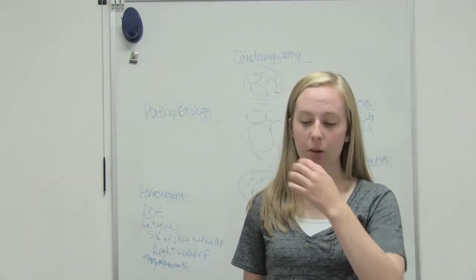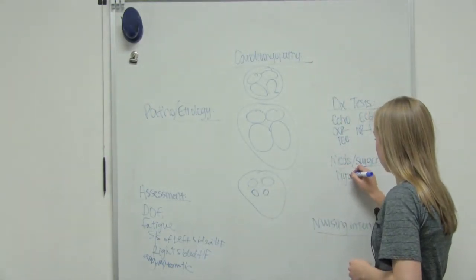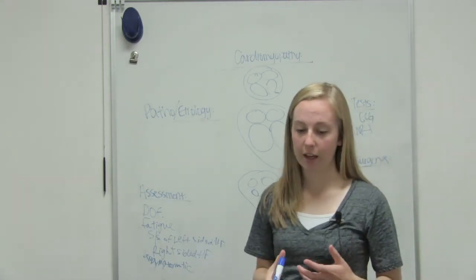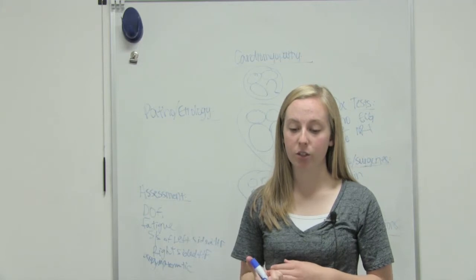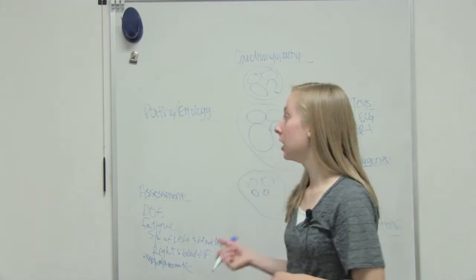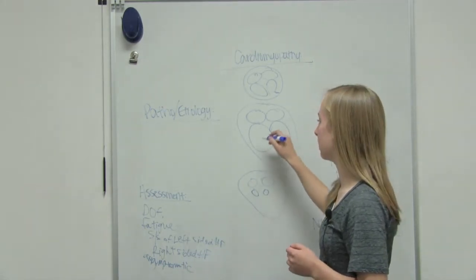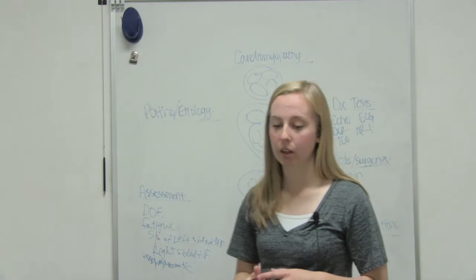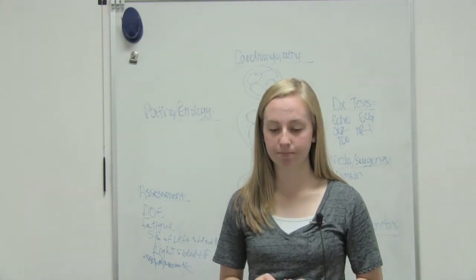Some medications that we might expect the doctor to order is digoxin. We might expect some other beta blockers, calcium channel blockers, any vasodilators or anticoagulation, specifically with the hypertrophic or the dilated, because this blood might be a little more prone to coagulation because it's not being pumped as effectively.